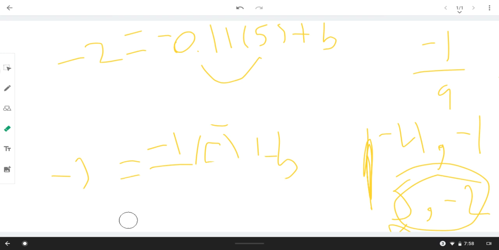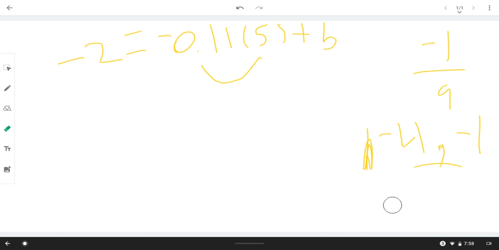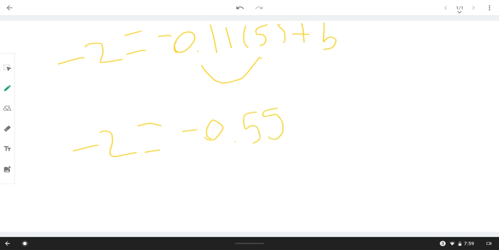So now back to the drawing board here, we're going to erase this right here. I don't know why I don't just erase these things over here, which is exactly what I am going to do, because I do not need these. So now that we have negative 0.55, we can then go ahead and say negative 2 equals negative 0.55 plus b. Now, in order to solve for b, there's an easy trick here. We're going to want to move the equation around, but instead of having a plus sign, we're going to have a minus sign instead.